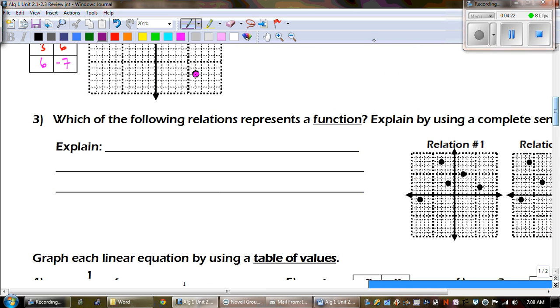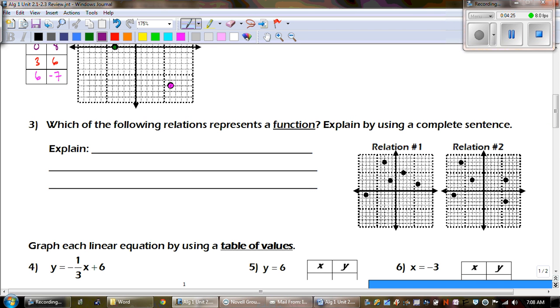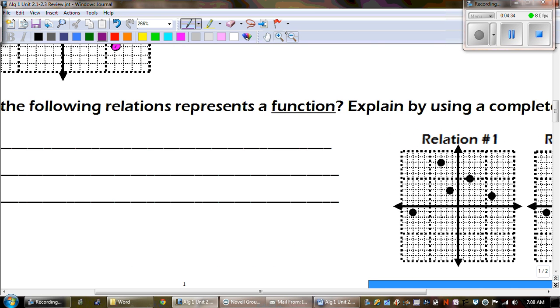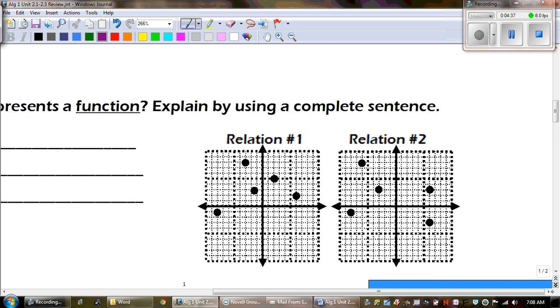All right, number 3. Number 3 says, which of the following relations represents the function? Explain by using a complete sentence. All right, so let's look at those two relations. Now, a function needs to pass the vertical line test, which means I can draw a vertical line going through any of these points. And when we do that, no other points touch. So relation 1 passes, so yay. But let's look at relation 2.